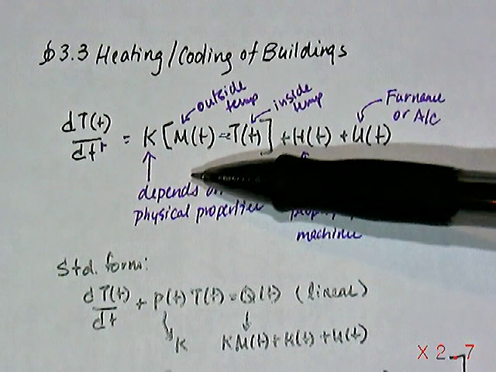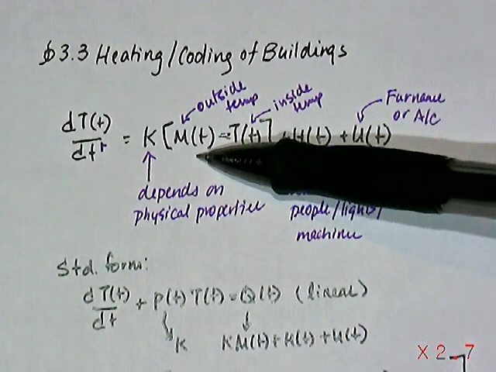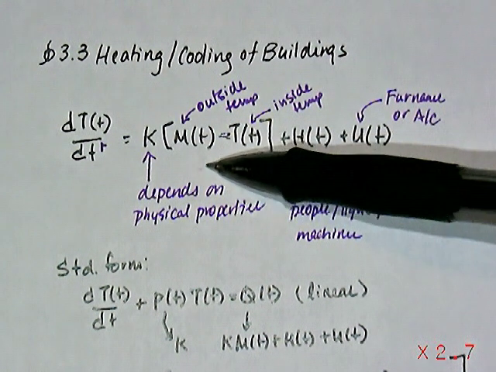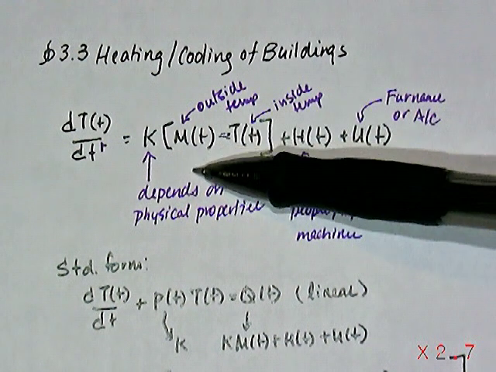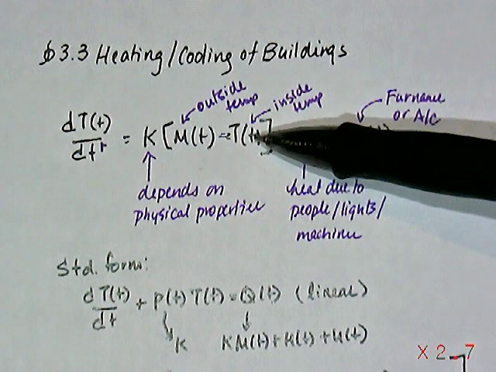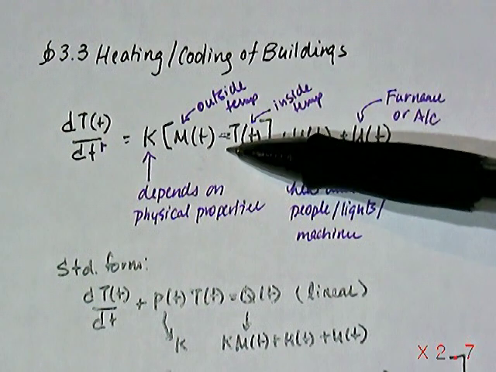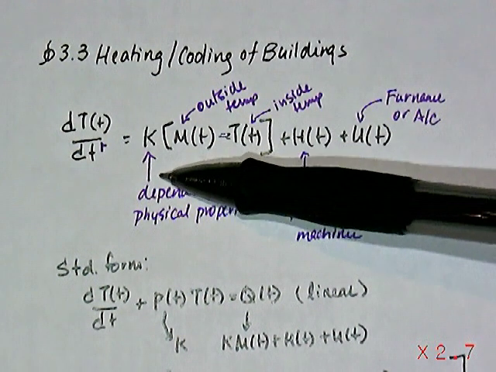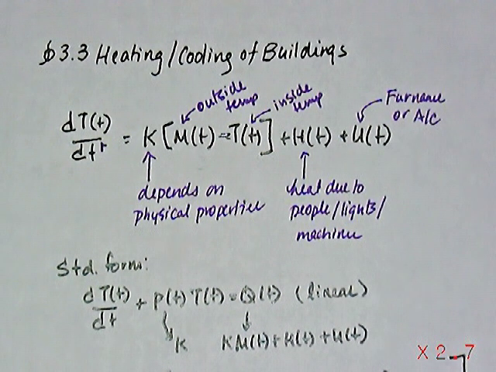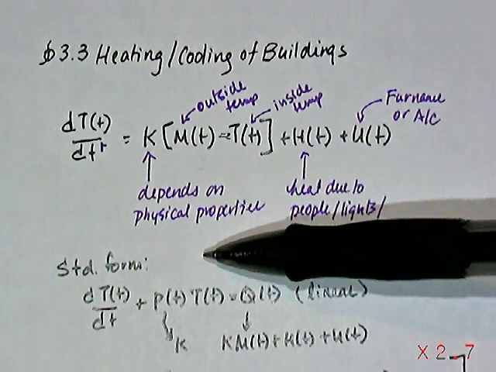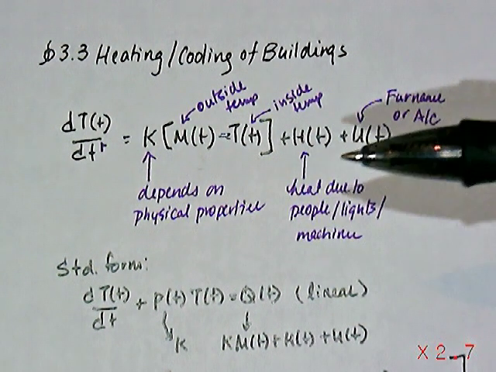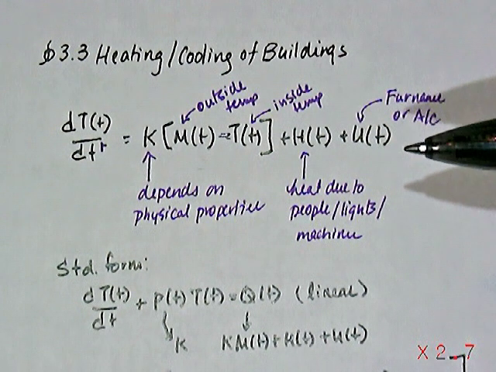According to Newton's law of cooling, the rate of change will be proportional to this difference between the outside temperature, represented as m of t, and the inside temperature, which is capital T of t. So we take the difference of those two quantities as a function of time and multiply by this proportionality constant k. That constant k usually depends on physical properties such as doors, windows, insulation, and things like that.